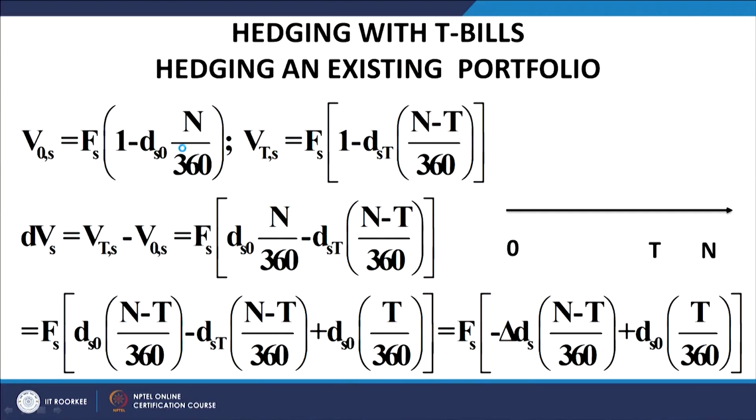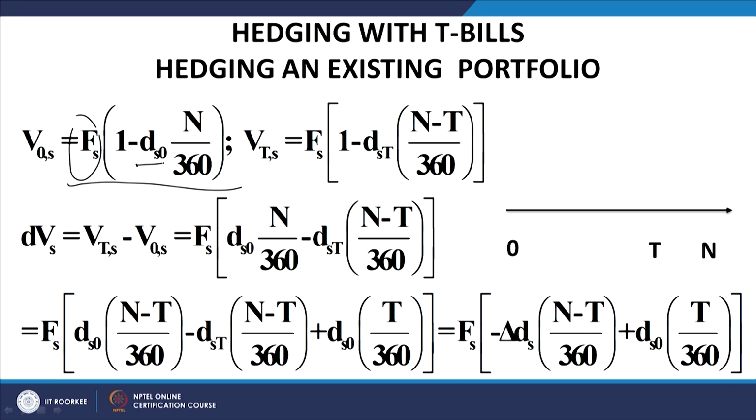Hedging an existing portfolio. You have an existing portfolio of T-bills, and you want to hedge it against the risk of a change in interest rates. Fs is the face value of your portfolio, the investment's face value, and V0s is the value of that investment at t equal to 0.